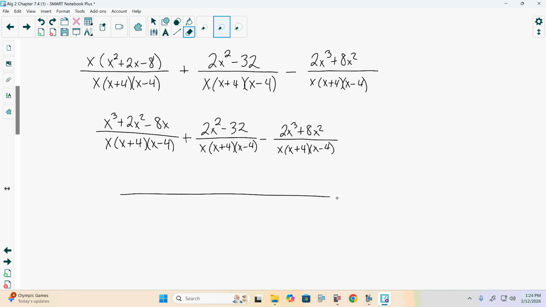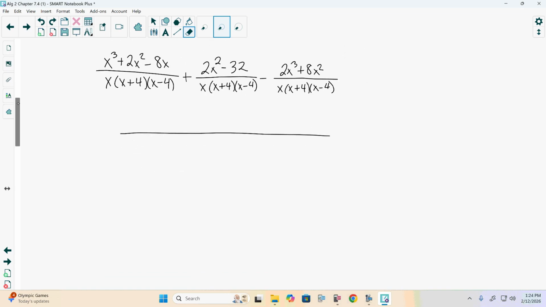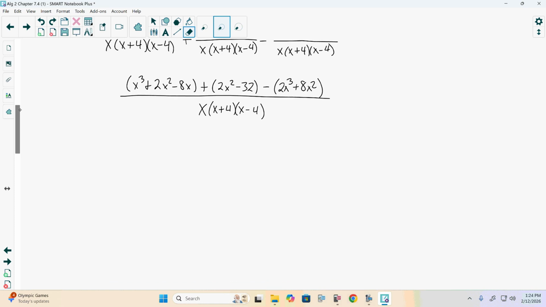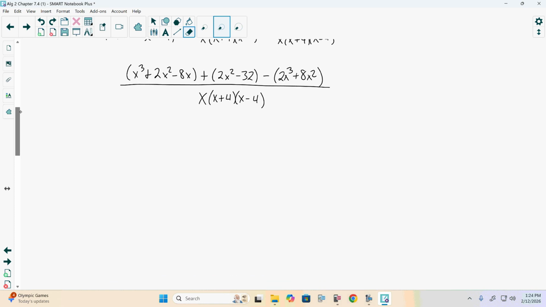Questions on how we got to this here? Good news, we don't have to write x times x plus 4 times x minus 4 three times this time. Now we only have to write it once. So now we can add and subtract. We have plus between the first two, and we have subtraction between the second and third.